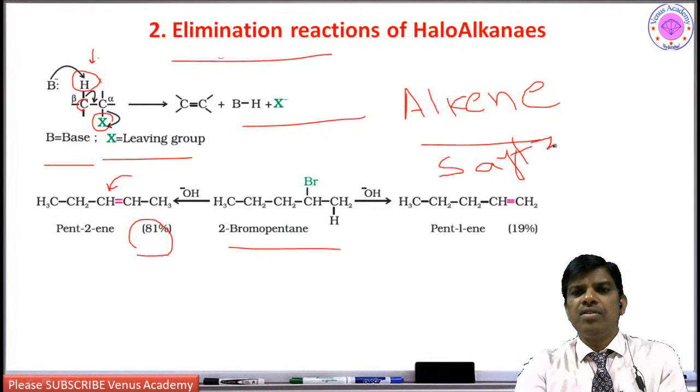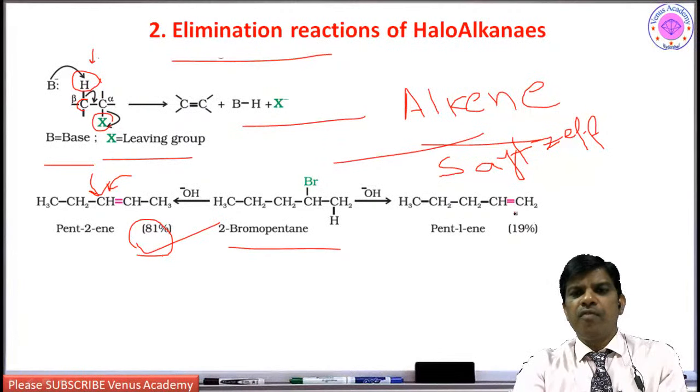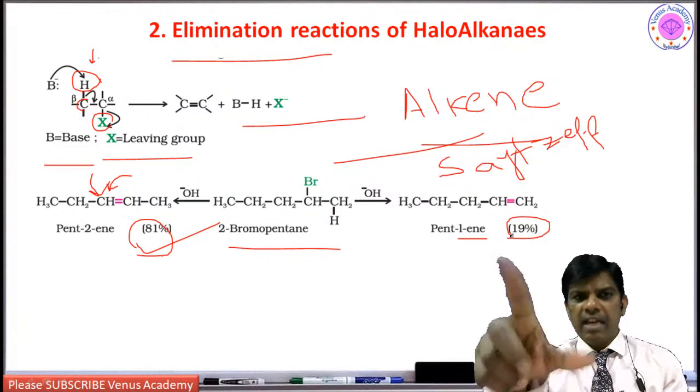Saytzeff's rule. This rule states that during the elimination, the hydrogen will be removed from the highly alkylated carbon. So based on Saytzeff's rule, pent-2-ene is going to be formed as the major product, whereas pent-1-ene is going to be only 19% and pent-2-ene is going to form as 81% major product.